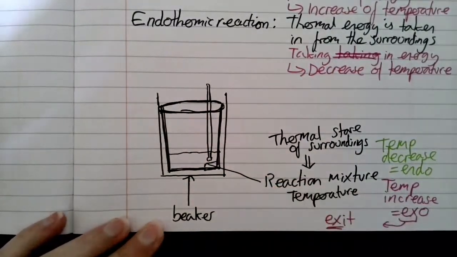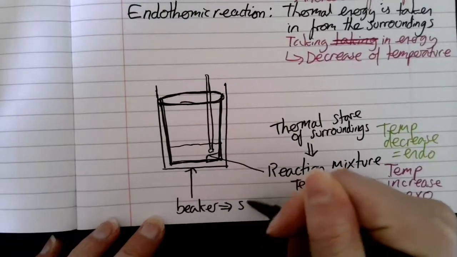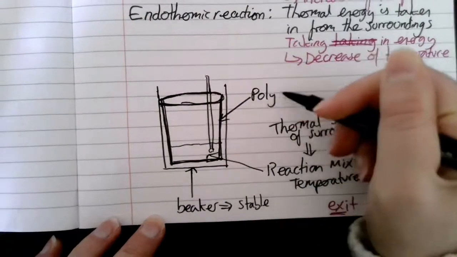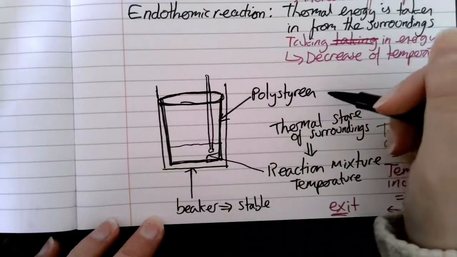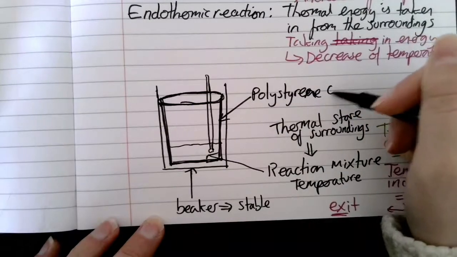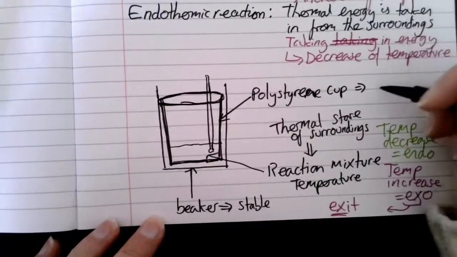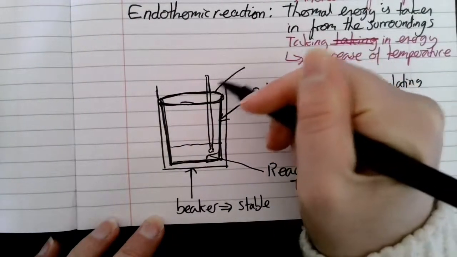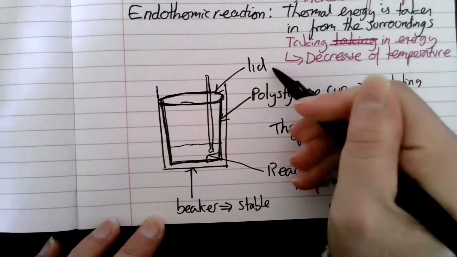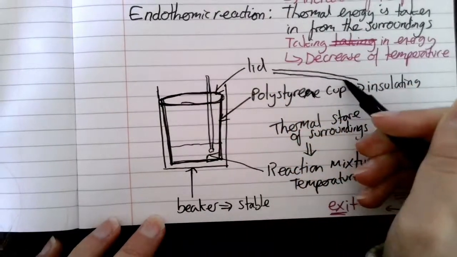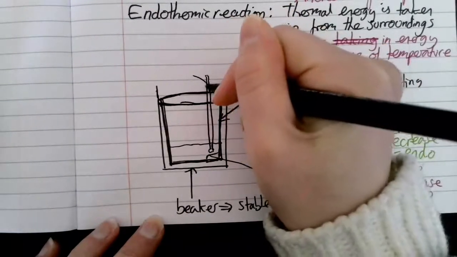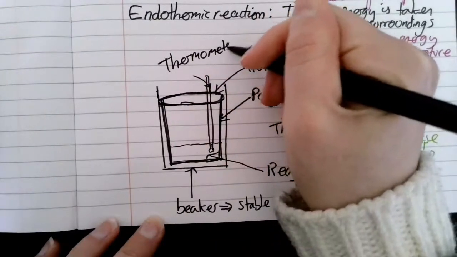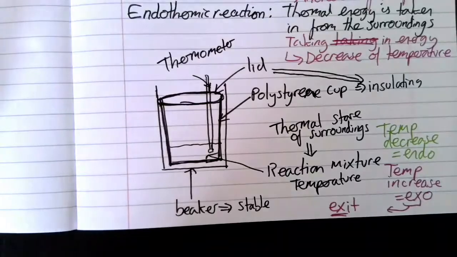So the beaker, which is used to keep it stable, where our polystyrene cup, good for insulating. Same with our lid. And then our thermometer, which obviously is measuring our temperature.